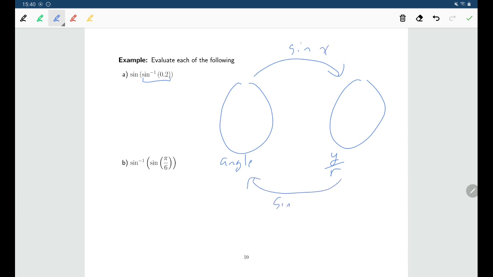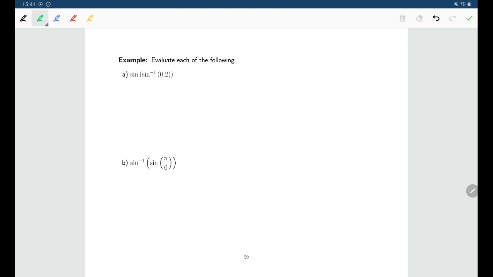It takes some sort of ratio of opposite to hypotenuse or y over r and gives you an angle as your output. Here we're taking some value 0.2, and sine inverse will give us some angle, and I don't need to know what that angle is, because when I take sine of that angle, the answer is it will be 0.2. It'll bring me back to the start again. So sine of sine inverse of 0.2 is just 0.2. And the reason we know that is because 0.2 is something that's in the domain of sine inverse.